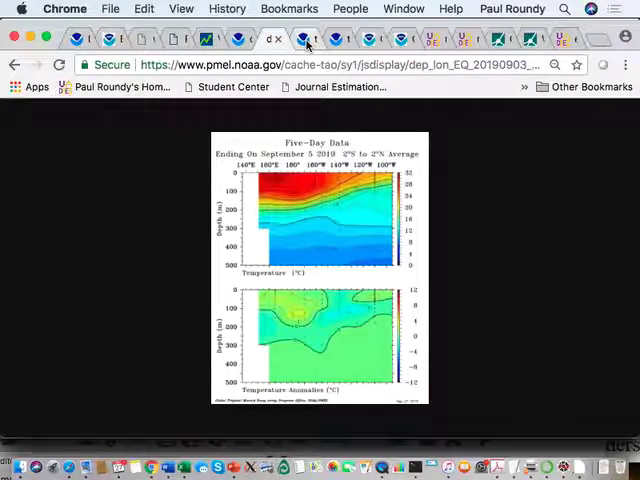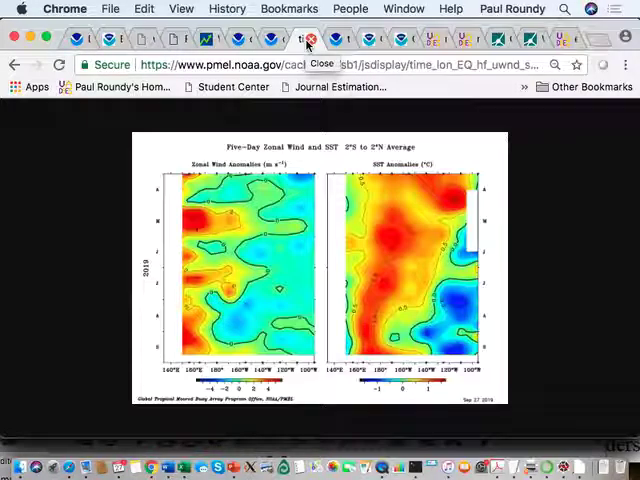The other TAO data I'm going to show you today are time sections, time longitude sections that just show really how abrupt the ocean response to this signal is. So on the left side, we have zonal wind anomalies with the westerly wind anomalies in the warm colors.